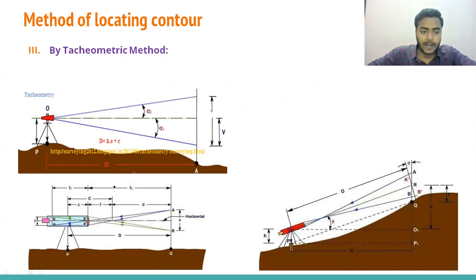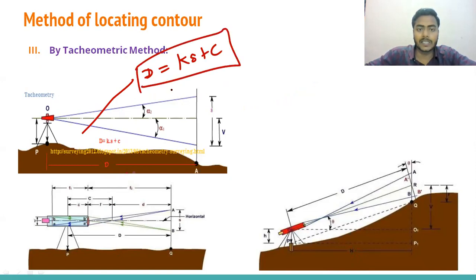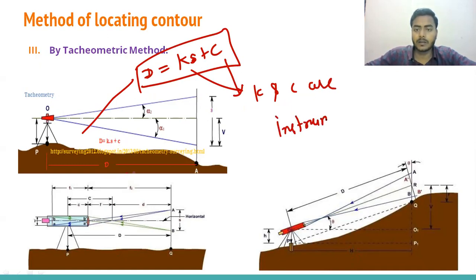So how can we get this value? The formula for D is D equals Ks plus C. What are K and C? Here K and C are the instrument constants.